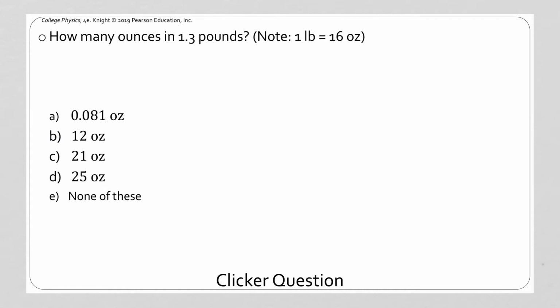So we'll do a few quick examples. Take a moment and pause this video and try to calculate how many ounces there are in 1.3 pounds. Again, 1 pound is defined as 16 ounces.